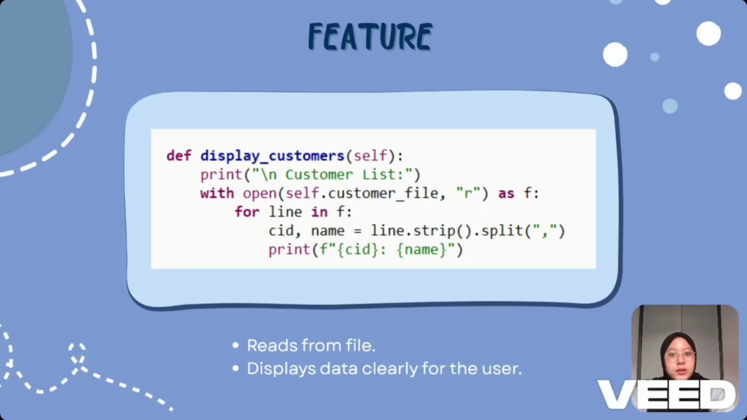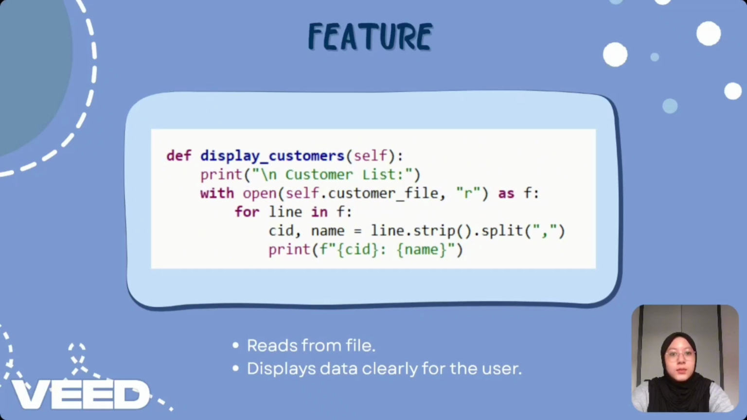So what are the key points of this coding? Both functions use file handling efficiently with the with open statement, ensuring that files are properly closed after use. The second one, data parsing is handled with the split method, assuming a comma-separated structure. And lastly, information is presented directly to the user through simple print statements, ensuring the system remains user-friendly and accessible.